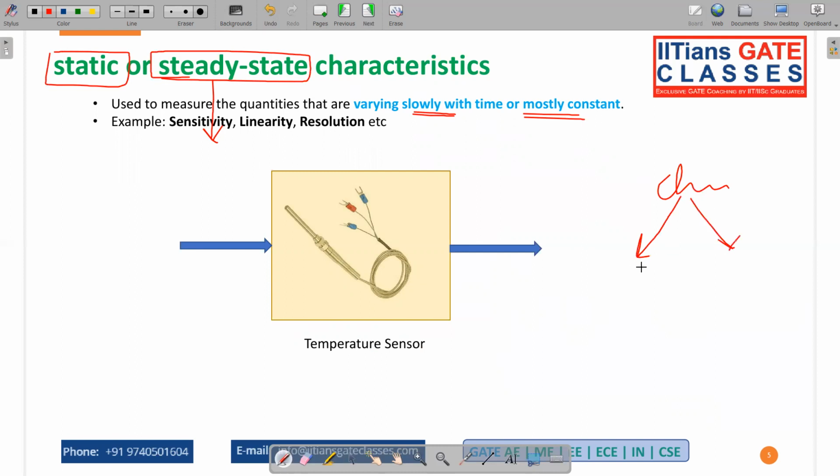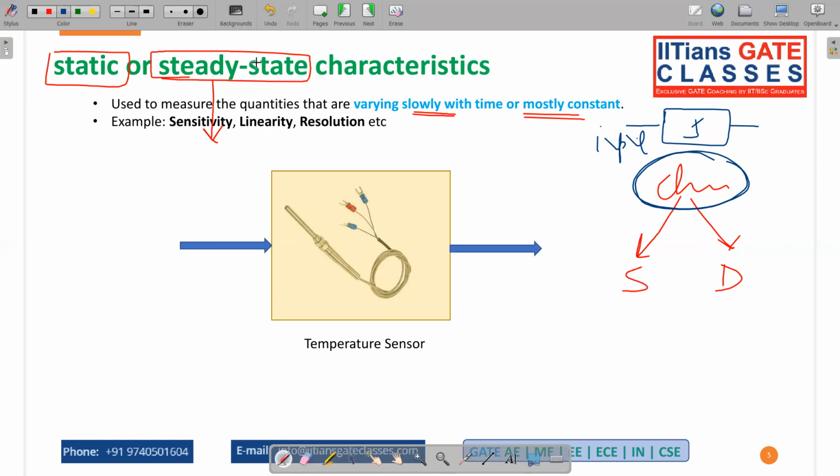Okay, so in order to understand this, the characteristics of the sensors are categorized into two categories. One is static characteristics and another is dynamic characteristics. On what basis are we categorizing into these two? The basis is how the sensor is responding to the change in input, and how it provides the output.